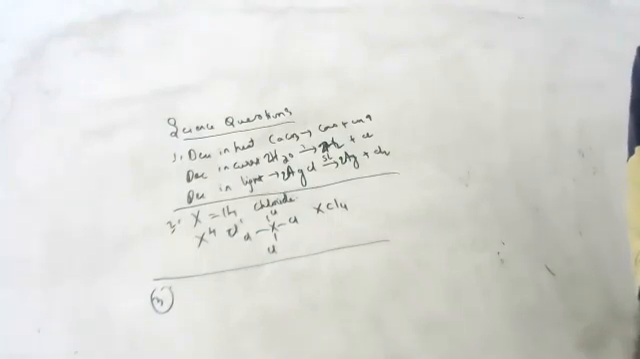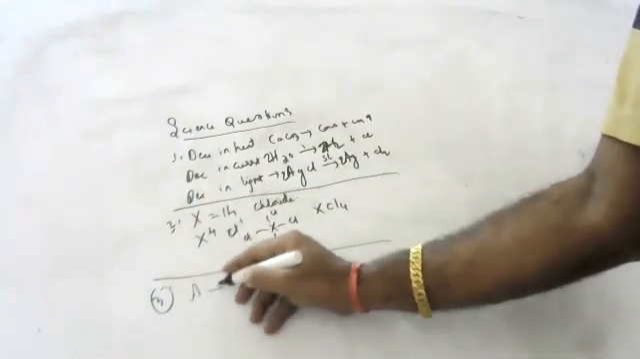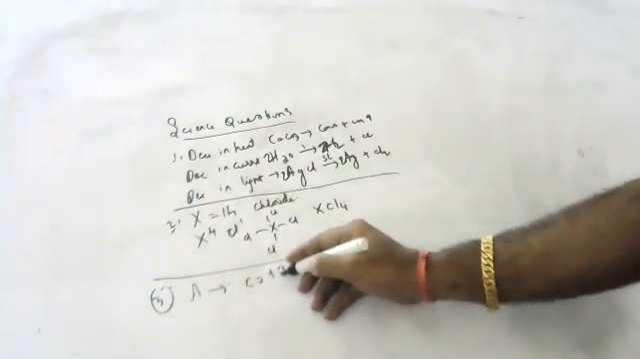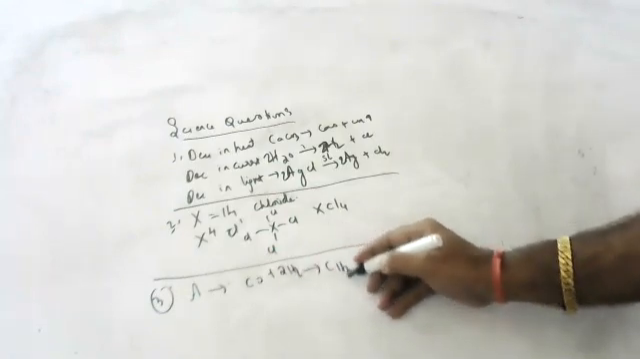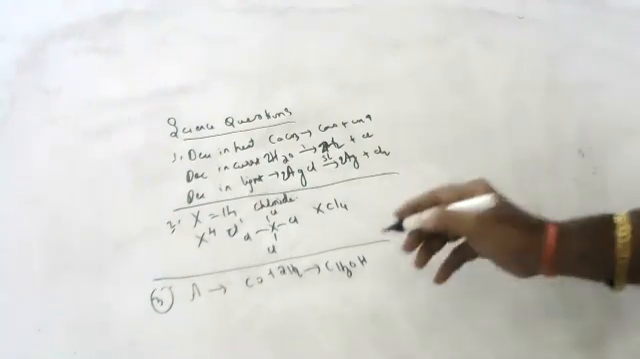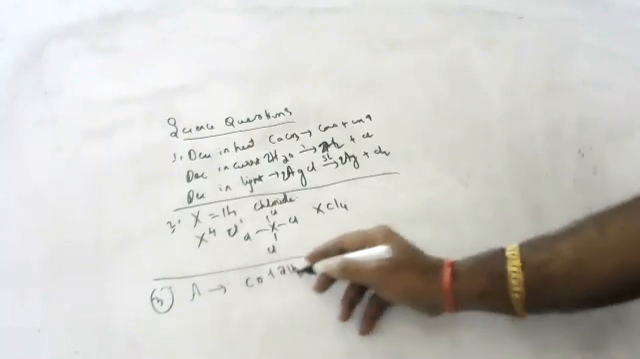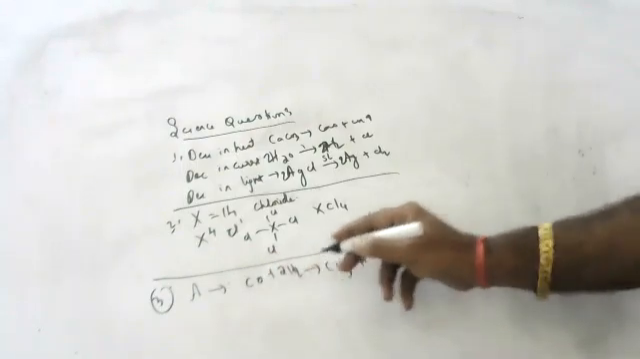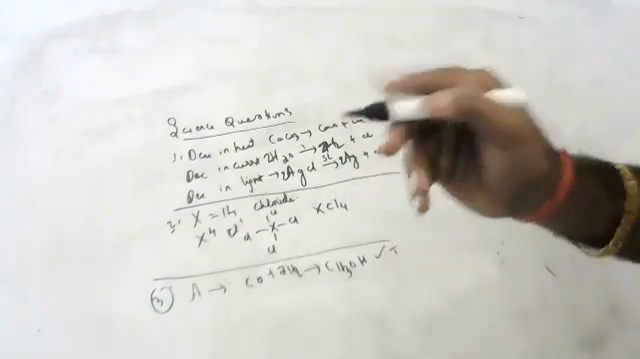Okay, next question. See here, children. Assertion and reason. For the assertion, they are saying CO plus 2H2 gives CH3OH, methanol. Carbon monoxide plus 2 hydrogen gives methanol. Is it true or false, children? It's a combination reaction. It is true, children. You all know it is given in the first lesson.